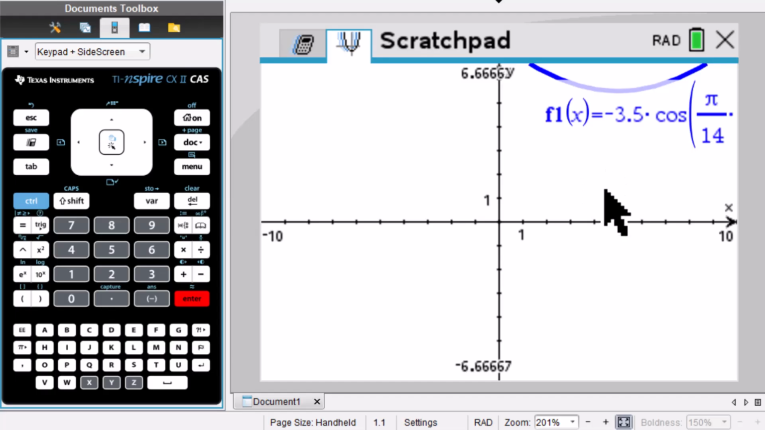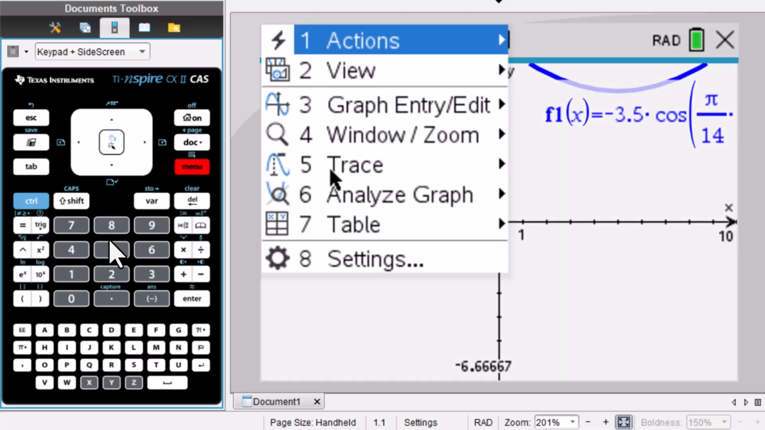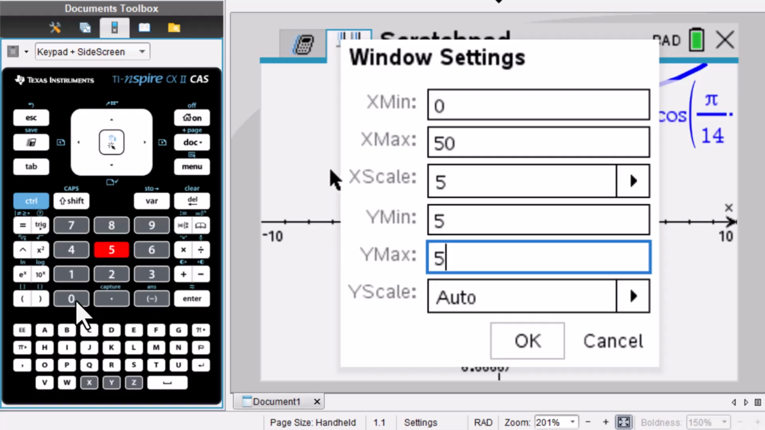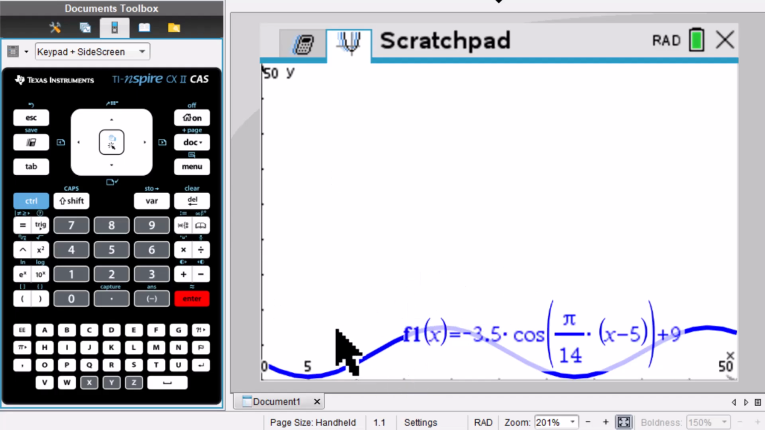We need to change the window. You can use from 0 to 50 for the x-axis. For y maximum, you can put 50. Minimum, you can put 5. So let's go to Menu, Window, Enter. X minimum, let's do 0. Maximum is 50. Scale is 50 divided by 10, which is 5. Y minimum, let's use 5. Maximum, let's use 50. Y scale, 50 divided by 10 is 5. Then enter, enter. We need to change this window again.